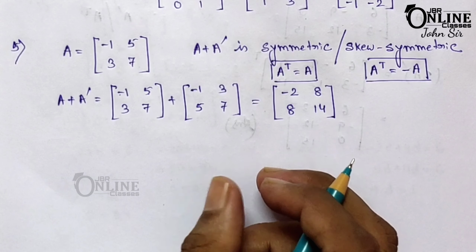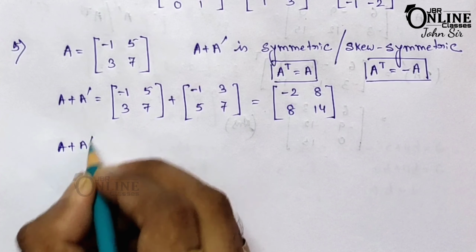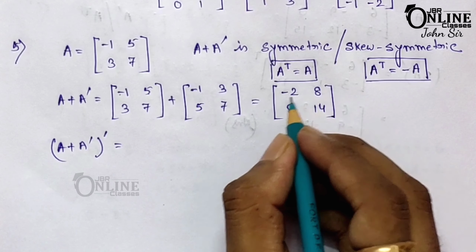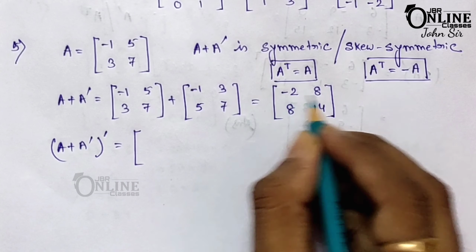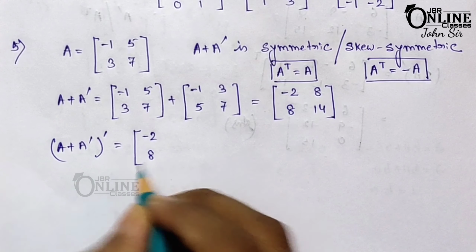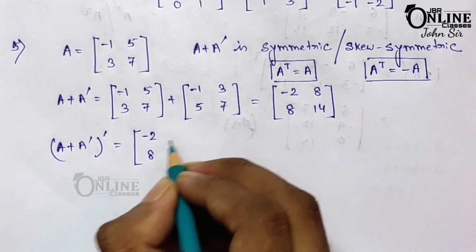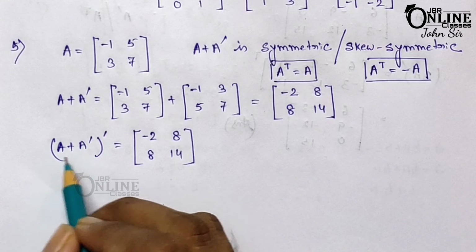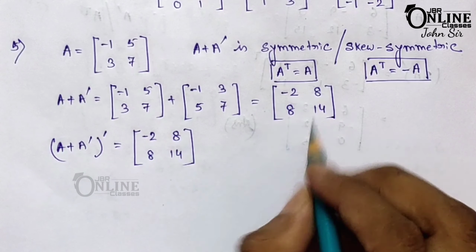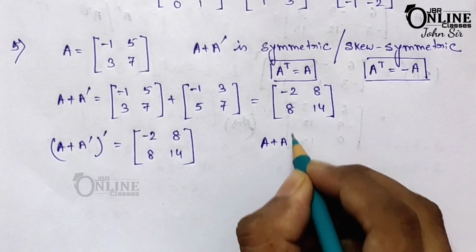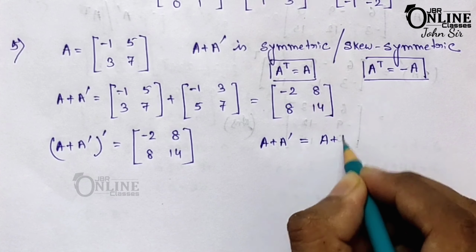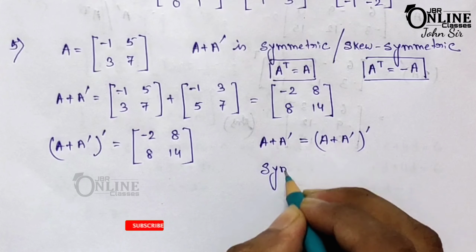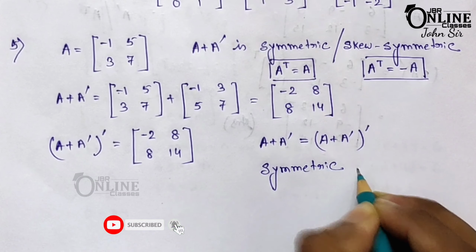Now next thing you have to find out the transpose of this one, A plus A dash, again dash, or you can write down here T also. So now it will be, as here minus 2 8 is the first row, so it will be first column, and here 8 14 as the second row, so it will be second column. Now here it's clearly A plus A dash which is equal to the transpose of that matrix. So that means you can write down here A plus A dash is equal to A plus A dash transpose. That means that condition. So it will be symmetric matrix.